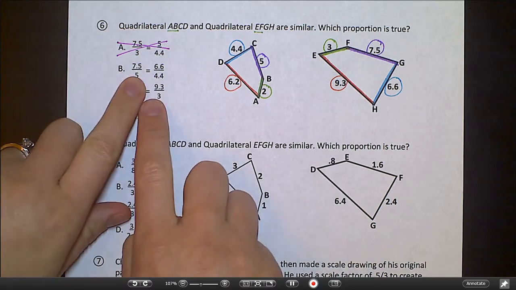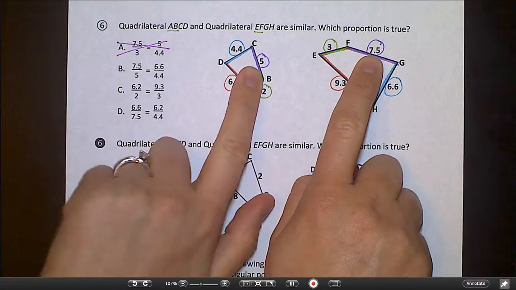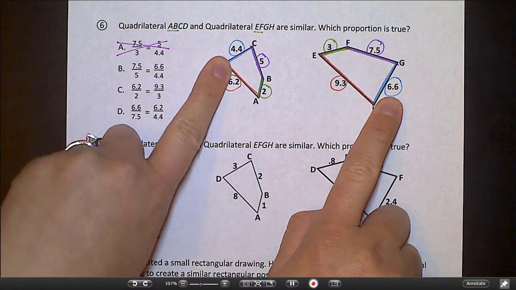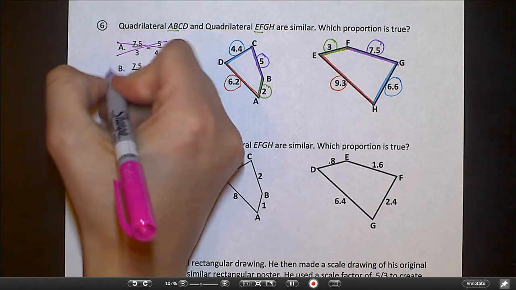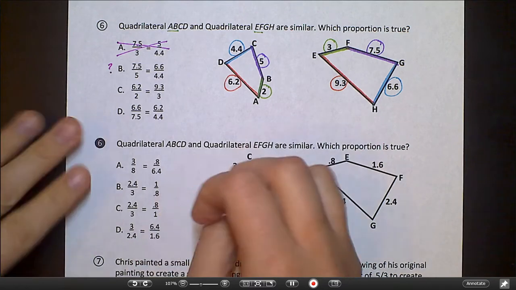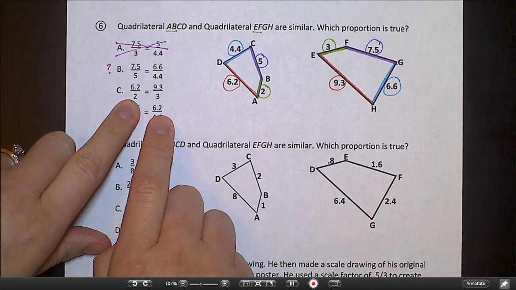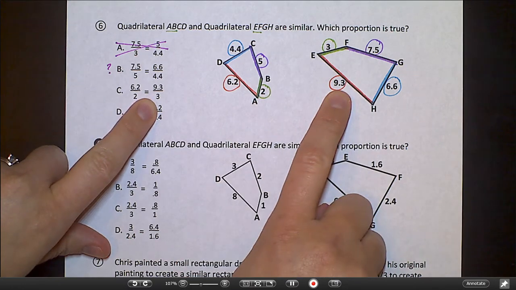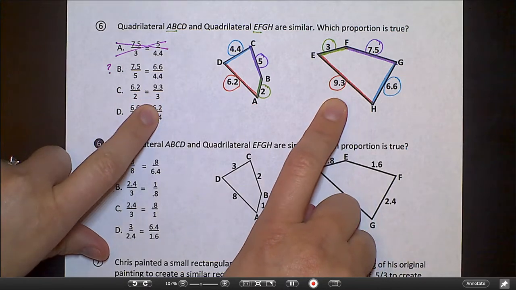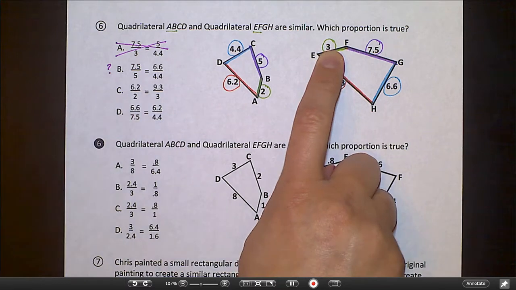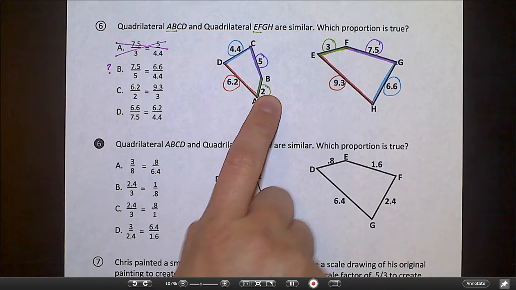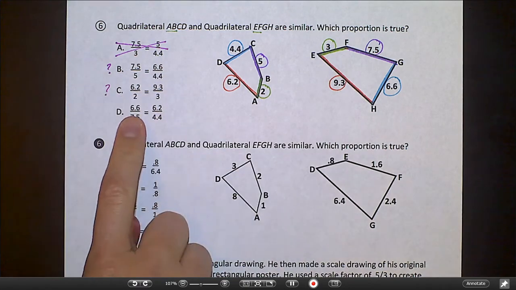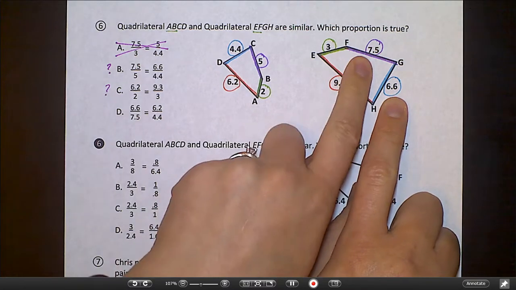Let's look at the next one. 7.5 over 5. So that's big purple over little purple. So big over small. And then 6.6 over 4. That's big blue over little blue. So that's big over small also. So this one may be right. Okay. Let's check the others. We never just pick an answer and move on without checking everything. 6.2 over 2. That would be orange over green. 9.3 over 3. That's orange over green. Okay, so we have orange over green and orange over green. So that's a maybe. And then here, 6.6 over 7.5, so blue over purple.